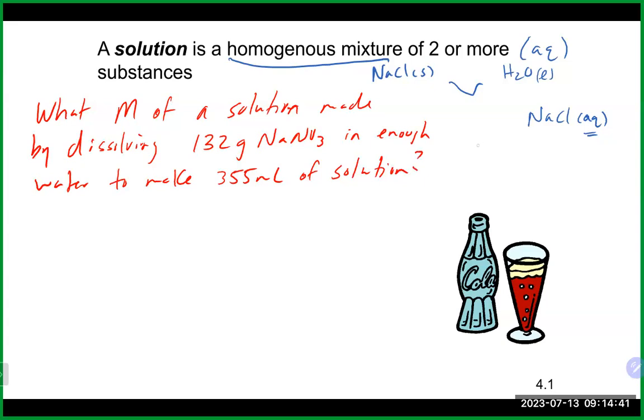All right, and again here, sodium 22.99 grams per mole, nitrogen 14.01, and oxygen 16.